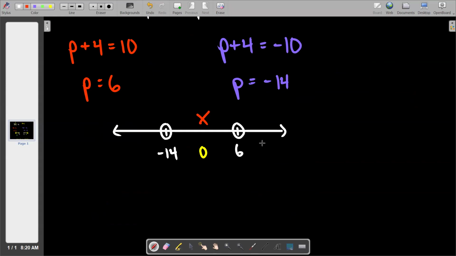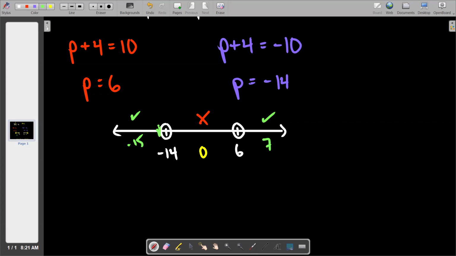Do I have to test numbers on the outside? No, because if I know dang well that the graph's going to look one of two ways, then by default I know those are both going to work. Time's not going to be an issue. This is not a 45-minute test if you know what you're doing. If you want to do it, test a point. Go ahead, test -15. It'll work. Go ahead, test 7. It'll work.